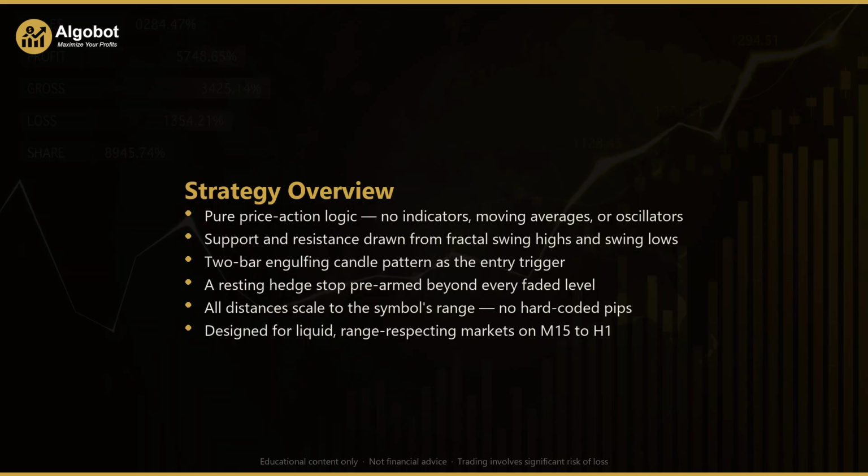The levels themselves come from fractal swing analysis. A swing high is a bar whose high is the highest within a set number of neighbors on each side, and a swing low is the mirror image. The distance between the most recent swing high and swing low defines the active range, and every other distance in the system, from the entry zone to the stops and targets, is measured as a fraction of that range. This means the strategy adapts automatically to any symbol or time frame without pip values baked into the code.